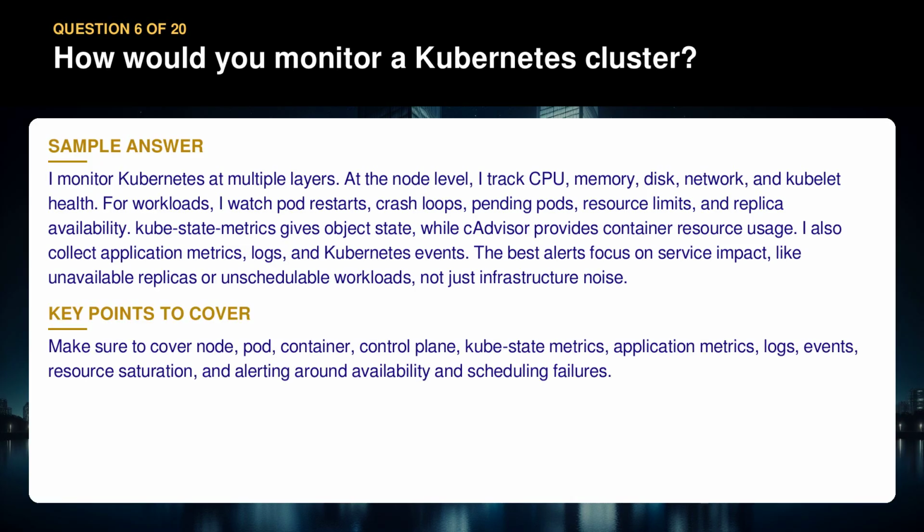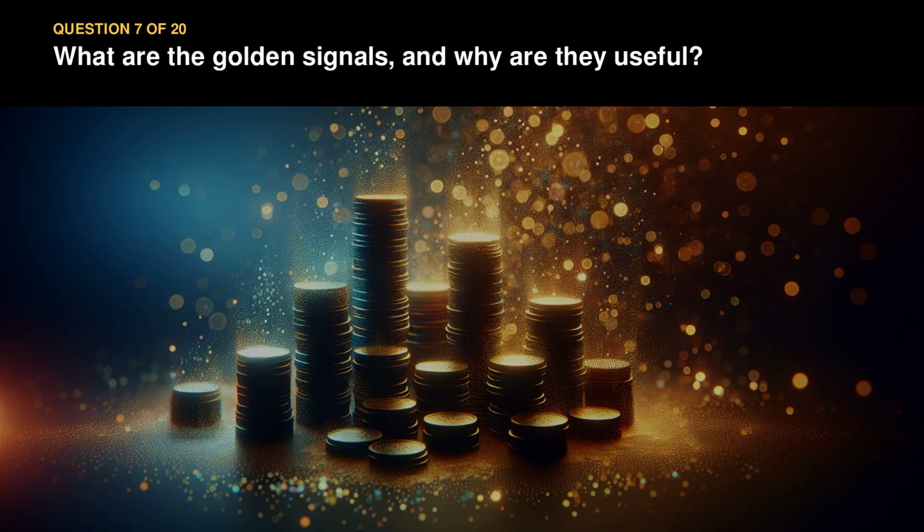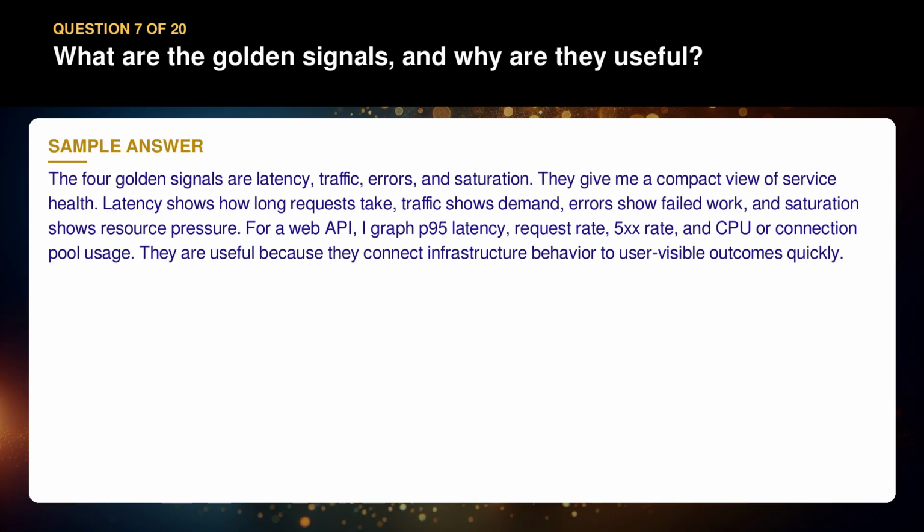Make sure to cover node, pod, container, control plane, kube state metrics, application metrics, logs, events, resource saturation, and alerting around availability and scheduling failures. Question 7. What are the golden signals, and why are they useful? The 4 golden signals are latency, traffic, errors, and saturation. They give me a compact view of service health.